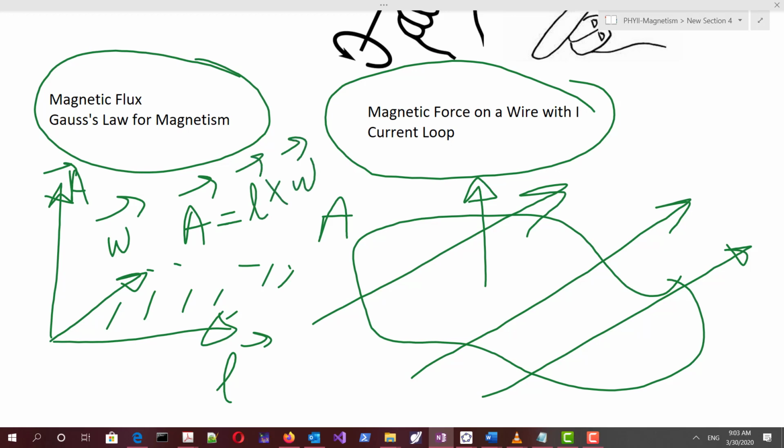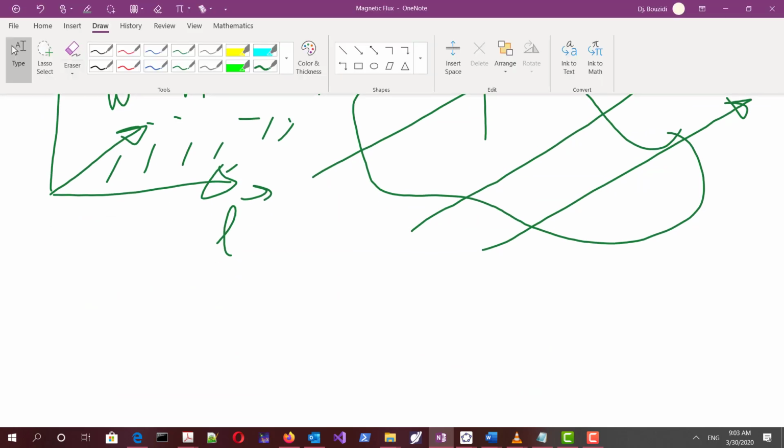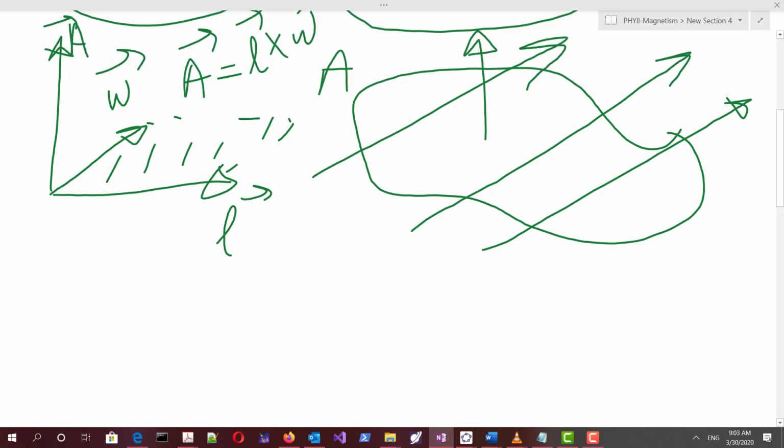For this rectangle in here, it's L cross W. The cross product matters. So if I do W cross L, it's going to be the same magnitude of the area, but it's going to be pointing downward. In other words, if I take this area and circulate it this way, go L, then W. This is still W, by the way. So if I go in this direction, then the area is given by the right-hand rule.